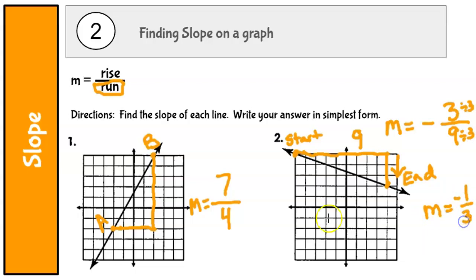Now let me show you what that means. Let me change colors here real quick. What that means is that there is another point where if I run 3, 1, 2, 3, down 1, I'm on the line. 1, 2, 3, down 1, I'm on the line. So that just means there was a closer point that I could find to do my slope than using those two.